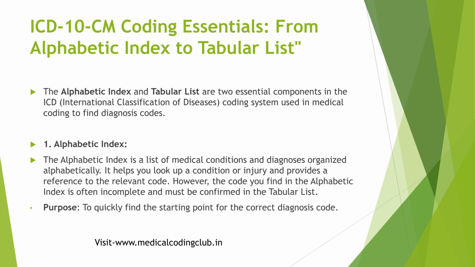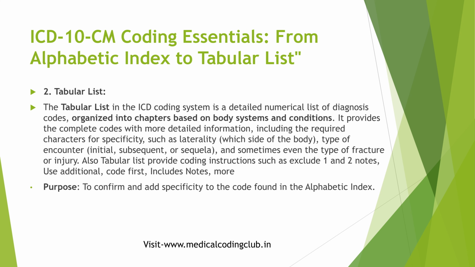Next, coming to the tabular list. The tabular list in the ICD coding system is organized chapter-wise, into chapters based on body system. As you can see, all 22 chapters, from the first chapter on, are listed in the tabular list. So if you want to get a code from the respiratory system, you have to go to that particular chapter and verify the code that you got from the alphabetic index.